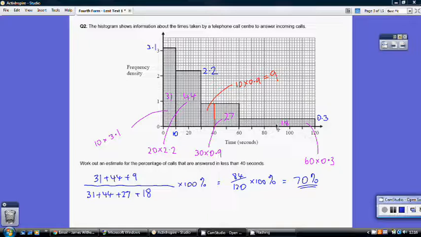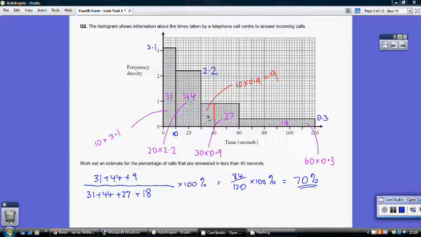So our total area, so the total number of times taken by a phone call centre to answer incoming calls, total number of calls is 31, add 44, add 27, add 18, which forms my denominator. Now, how many of those calls were less than 40 seconds? So I've popped in my 40-second mark there. So I've got 3 areas that are less than 40. I've got the whole of this 31.